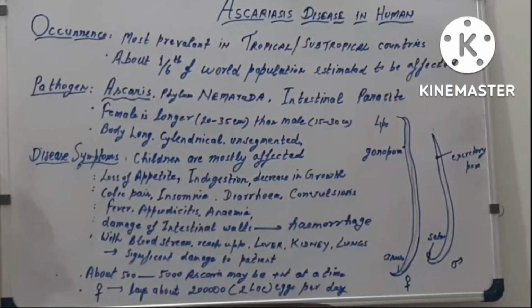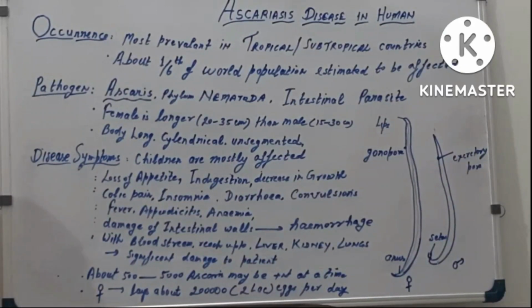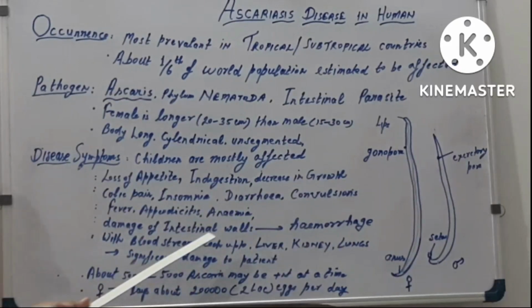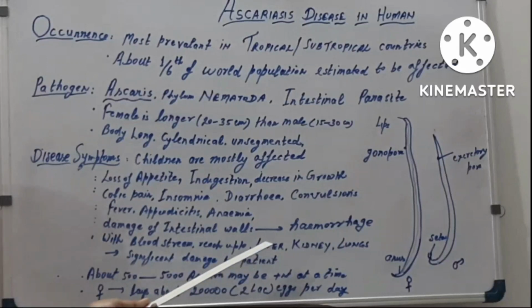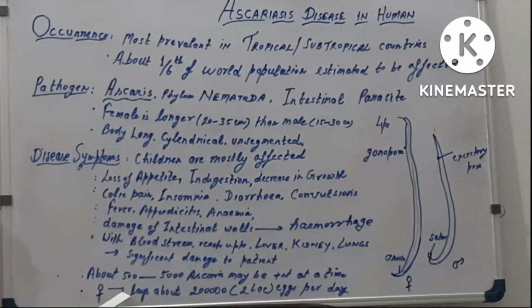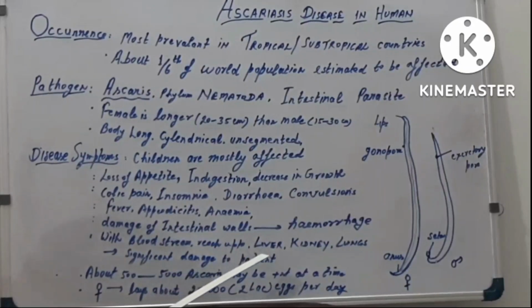In the ideal condition of infection, a large number of larvae come out of the eggs by the hatching process. They enter the bloodstream and they reach the vital organs of the patient, that is liver, kidney and lungs, and it causes significant damage to the patient. And about 500 to 5,000 Ascaris may be found at a time in the alimentary canal of a diseased person. And the other point is that the female Ascaris lays about 2 lakh eggs per day.